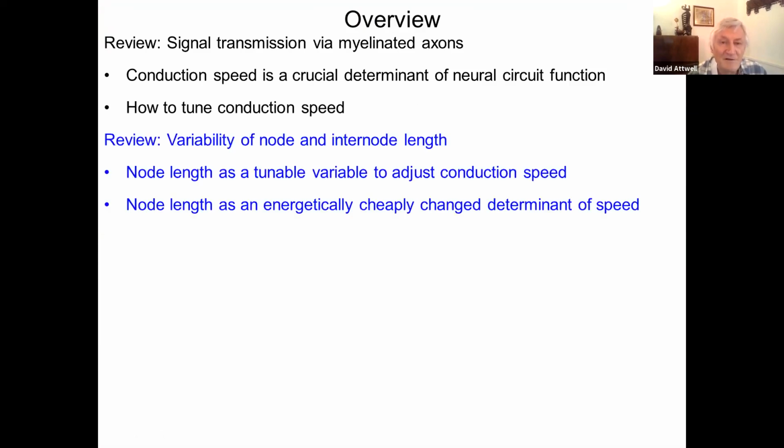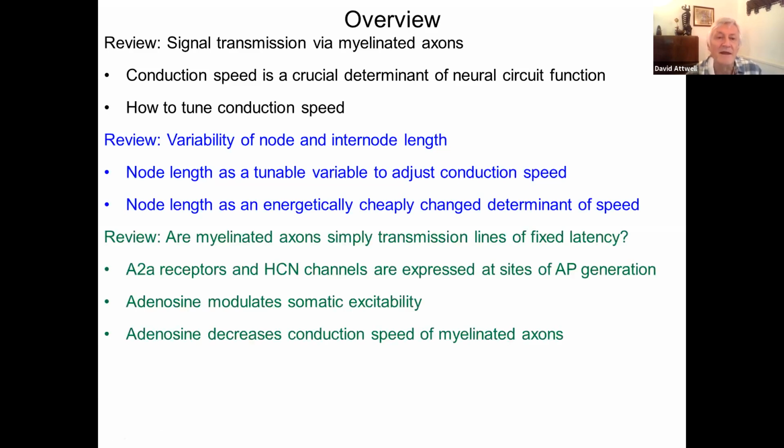I'll then, in the first third of my talk, look at morphological aspects of node of Ranvier function and how that can be used to tune conduction speed. So I'll look at variability of node and internode length and push the idea that node length is a tunable variable which can adjust conduction speed, and that to do this is particularly energetically favorable compared to putting more myelin on an axon.